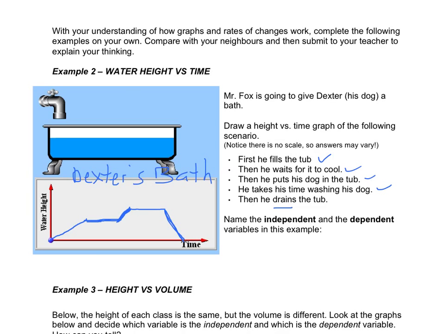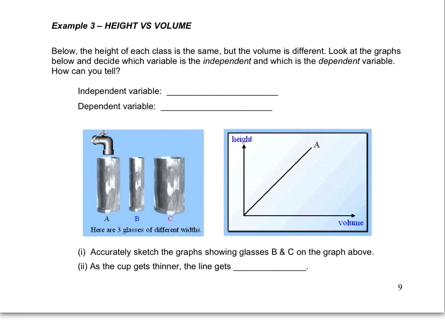All right, so let's move down the page. At the bottom of the page, let's look at another case where we're looking at a height versus volume situation. Here we've got water coming from a tap at a constant rate, but we see that we've got 3 different containers. They've all got parallel sides, but there are 3 different widths to the containers. Same height, but different widths.